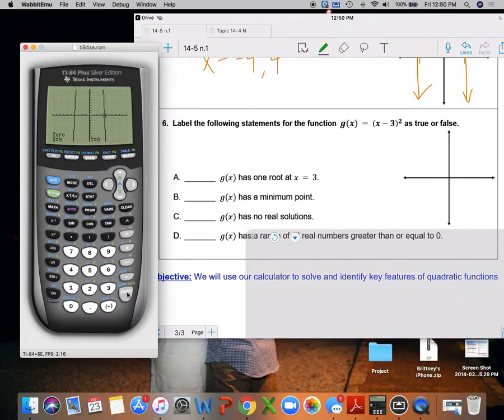Problem 6 asks me to label true or false for the following statements. They're asking me about roots, minimums, real solutions, range. So I'm going to type this in to see what it looks like because I don't have a graph in front of me. So parentheses x minus 3 close parentheses squared. So I put it in exactly like I see it, and I click graph. Let's see what's going on.